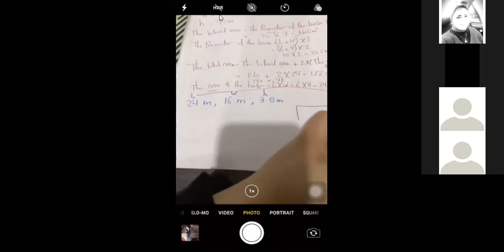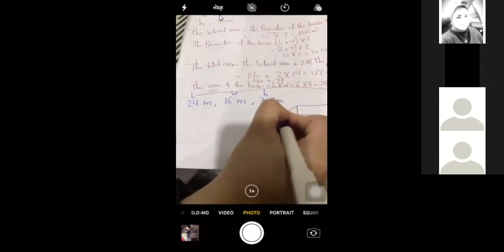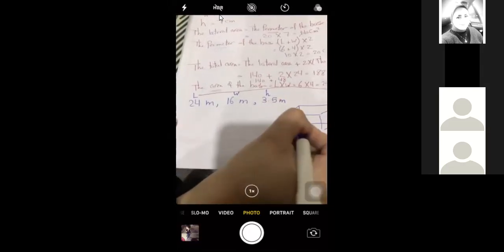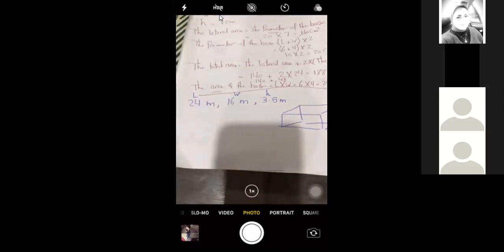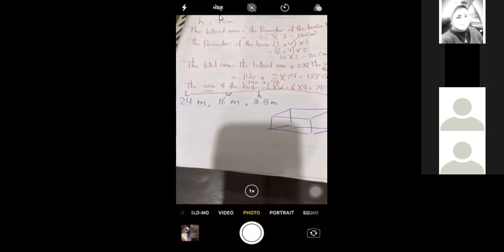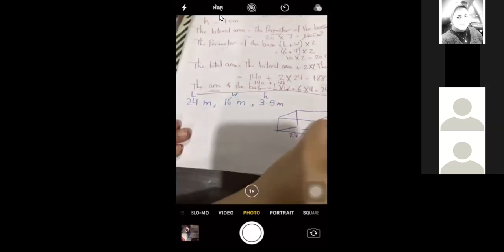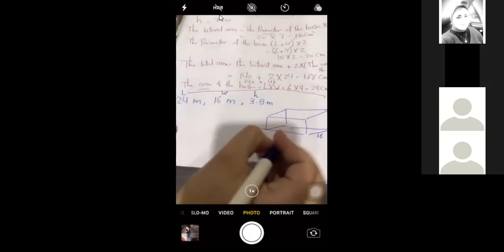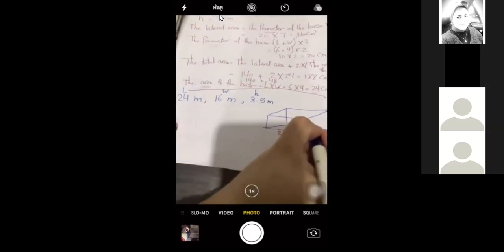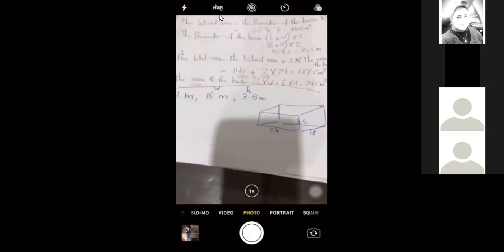The swimming pool looks like a cuboid because he gave you dimensions: length, width, and height. But in a cube, we don't have length, width, and height because all the sides are equal. Okay? The length here is 24, and the width is 16. And we know that the height is 3.5. He asked you to get the lateral area and the total area.